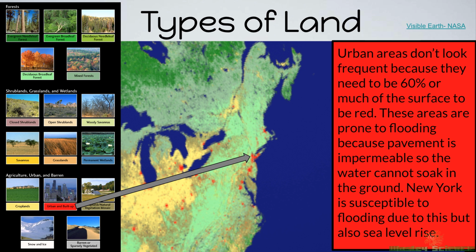These areas can be very prone to flooding because pavement, as we learned previously in the year, is impermeable, which means that water can't get through it. They have to have a very strong sewer system to combat this. New York City is very susceptible to flooding due to this. And then on the other side of it, it also has sea level rise going on.